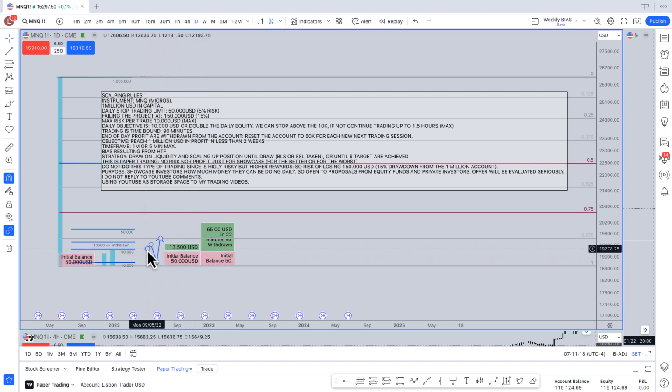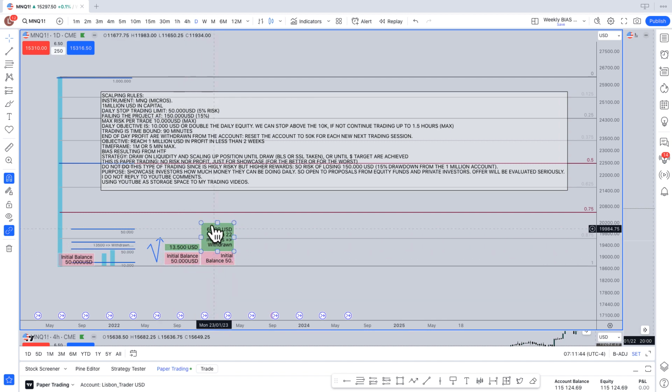So we started at 50k, went above 10k, went almost down the drain with $50,000 as a max daily drawdown, and then we ended up with 13,500 US dollars in profit, and we stopped.